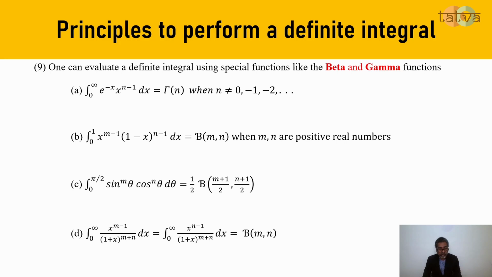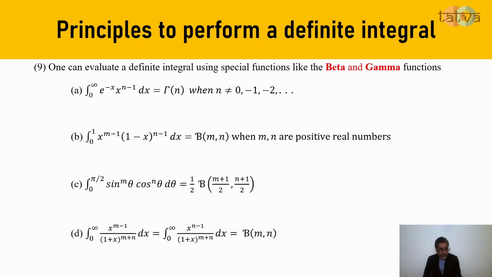We will talk about that in a couple of minutes. Then if you look at the third result, the integral from 0 to pi by 2 of sine power m theta cos power n theta d theta can be expressed as a beta function, half beta of (m plus 1) by 2, (n plus 1) by 2. And once it has been converted into a beta function, then it is always possible to evaluate it. I will tell you how.